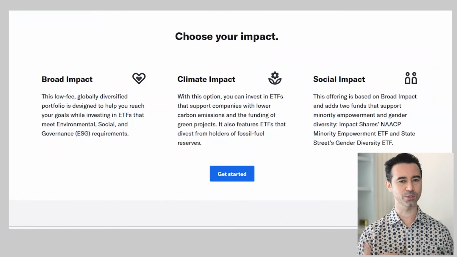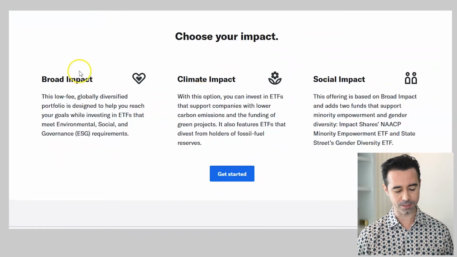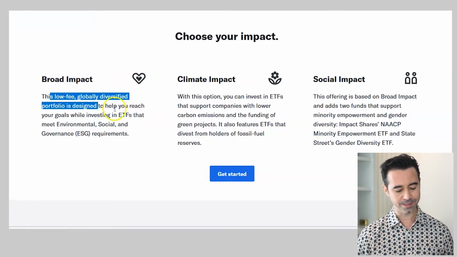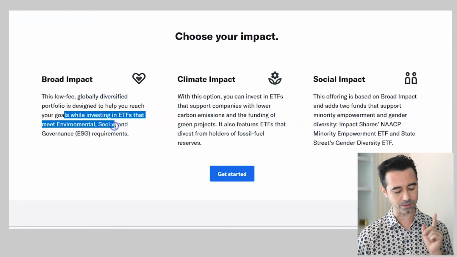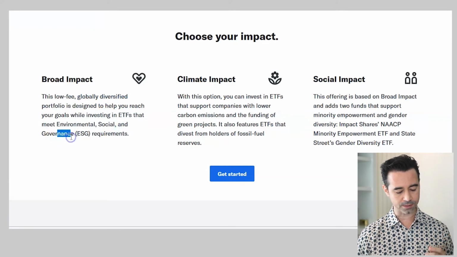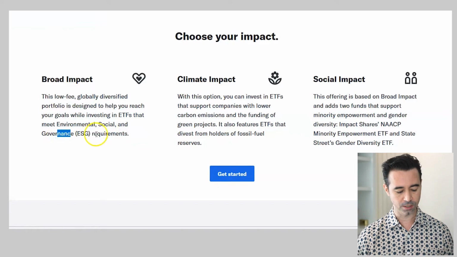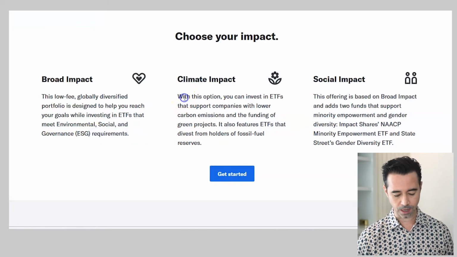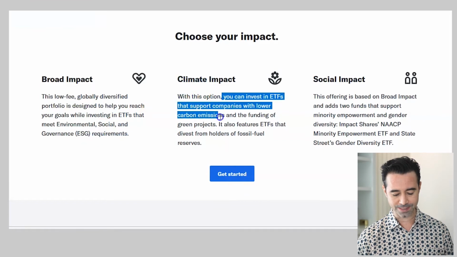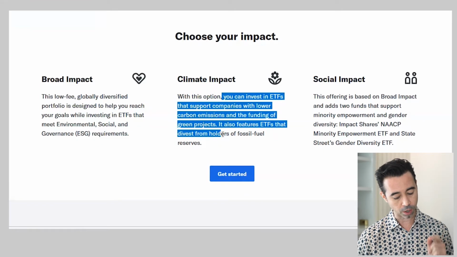You can actually choose your impact with Betterment. What that means is you could say broad impact, which is a low-fee, globally diversified portfolio designed to help you reach your goals with investing in ETFs that meet environmental, social, and governance, also known as ESG, requirements. There's also climate impact, where you can invest in ETFs that support companies with lower carbon emissions and the funding of green projects.